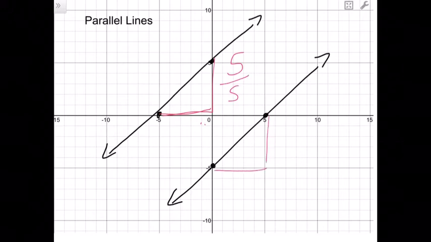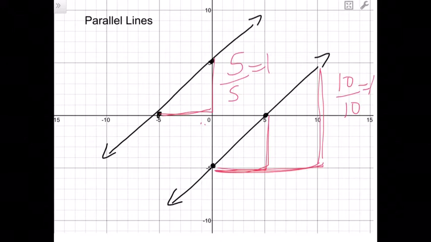Well, we could pick any 2 points on this line. If I pick these 2 points, I'm going to get a bigger ratio, and I'm going to get 10 over 10. But what's the same as 5 over 5? 1, and 10 over 10 is 1. So lines are parallel if their slopes are the same. So they can be different fractions as long as they reduce to the same thing.